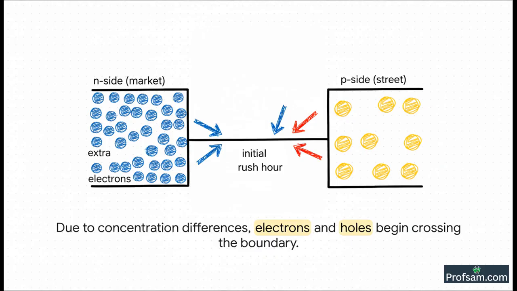Exactly as you'd expect, the extra electrons from the crowded N side, they see all those lovely empty spots on the P side, and they start to rush across the boundary to fill them up. And at the same time, because electrons are moving from N to P, it looks as if the holes are moving from the P side over to the N side. It's this huge difference in concentration that causes this initial rush across the border.